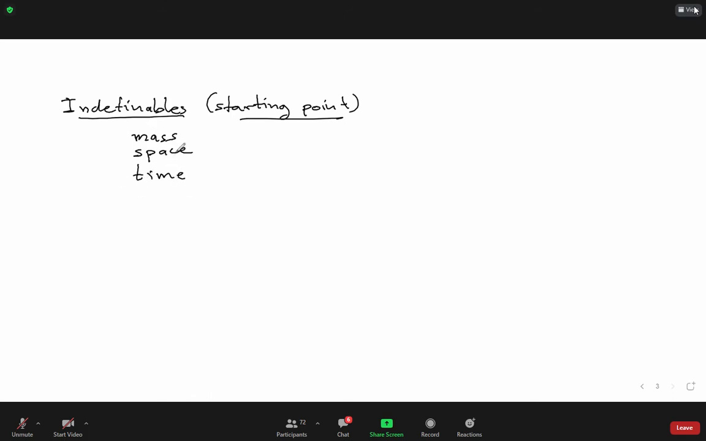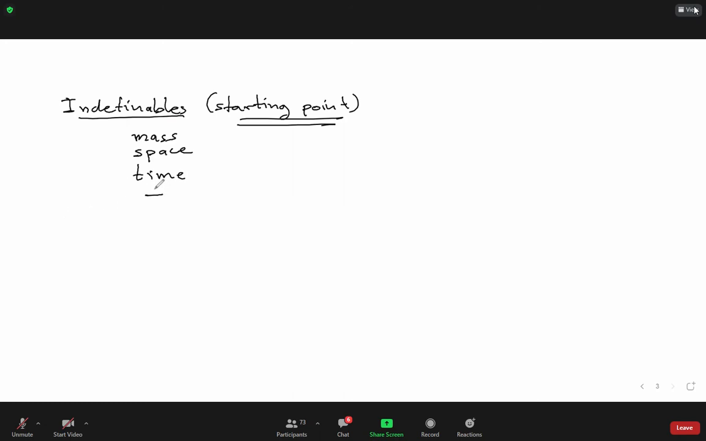We take this for granted because it's not very easy to break them down into simpler things. I don't know how to describe space. I can see it, it's right here, but I don't know how to attribute it to anything simpler. I have a vague idea of what mass is, right? The more something is, the more difficult it is to push it around. I kind of have an idea what time is. I just don't know how to simplify these any further. So I'm taking them as indefinable, and I'm taking them as my starting point. Everything else is based on that.